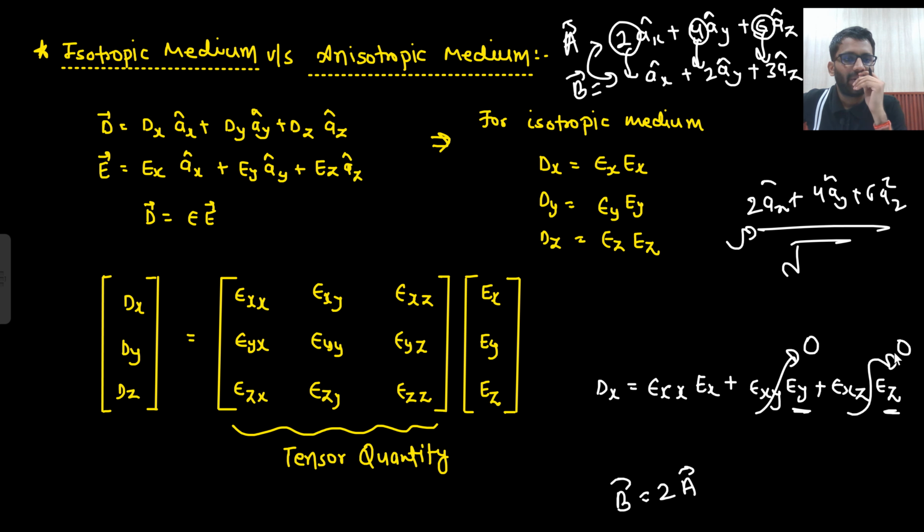This is a bit typical point. Epsilon can have 9 different values in different directions, but I want the direction of D and E to be same. Basically, I want dx equals epsilon x ex for isotropic medium. For isotropic medium, I want dy equals epsilon y ey and dz equals epsilon z ez. So how will I get that? If I solve this matrix, then epsilon xy and epsilon xz should be equal to 0.